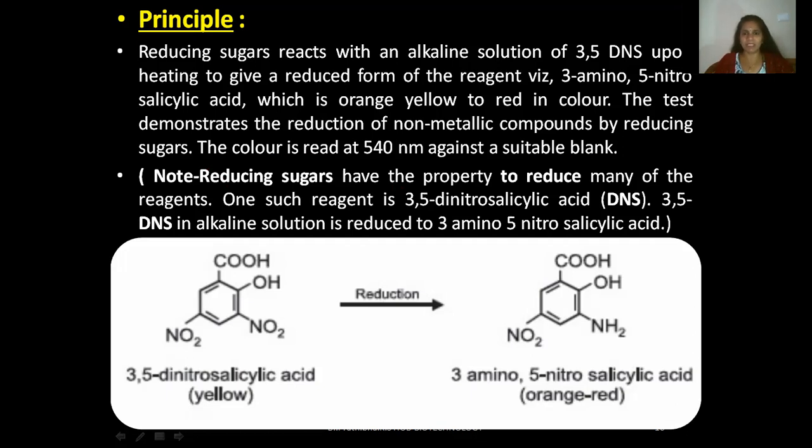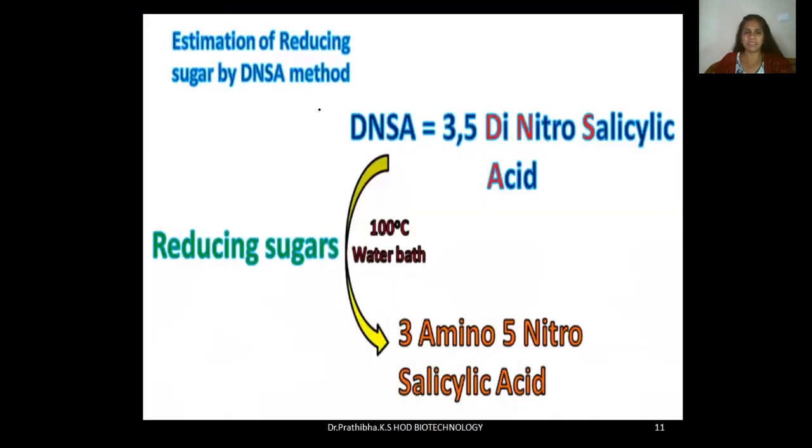Reducing sugars have the property to reduce many reagents. One such reagent is 3,5-dinitrosalicylic acid. This 3,5-DNS in alkaline solution is reduced to 3-amino-5-nitrosalicylic acid. Here you can see 3,5-dinitrosalicylic acid, which is yellow in color earlier. When it reacts with glucose in a 100 degrees Celsius boiling water bath, it is reduced to 3-amino-5-nitrosalicylic acid, which is orange red or orange brown. Here you can see the reaction.